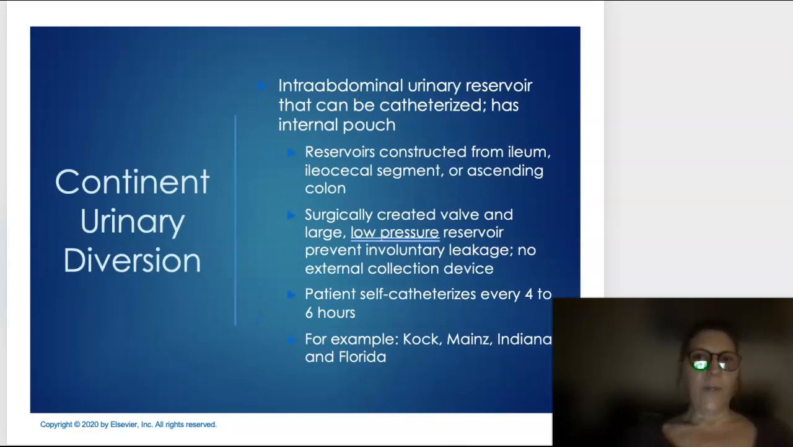An intra-abdominal urinary reservoir that can be catheterized has an internal pouch. That's what a continent urinary diversion is. So there's a reservoir inside that's constructed from the ileum, the ileocecal segment, or ascending colon. So it's a surgically created valve and large low-pressure reservoir, which prevents involuntary leaking. There's no external collection device needed, and patients can self-catheterize every 4 to 6 hours.